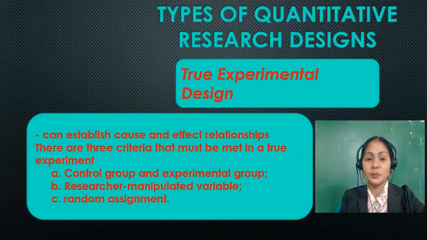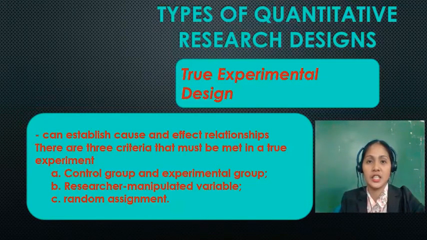Another type of quantitative research design is the true experimental design. This can establish cause and effect relationships, and there are three criteria that must be met in order to be considered as a true experimental design. First, there must be control and experimental groups. Second, the variables must be researcher manipulated, and there is a random assignment.